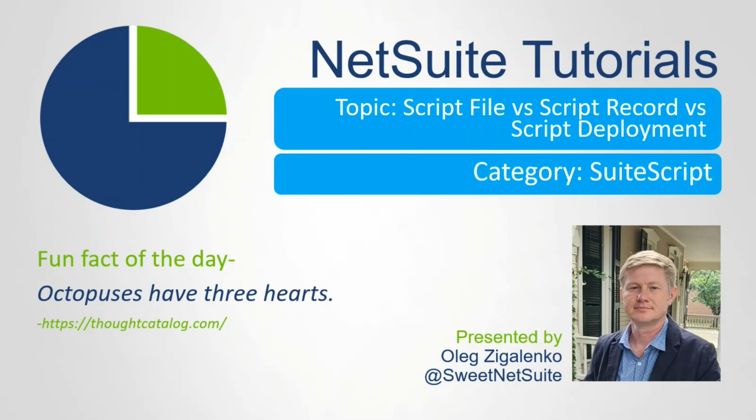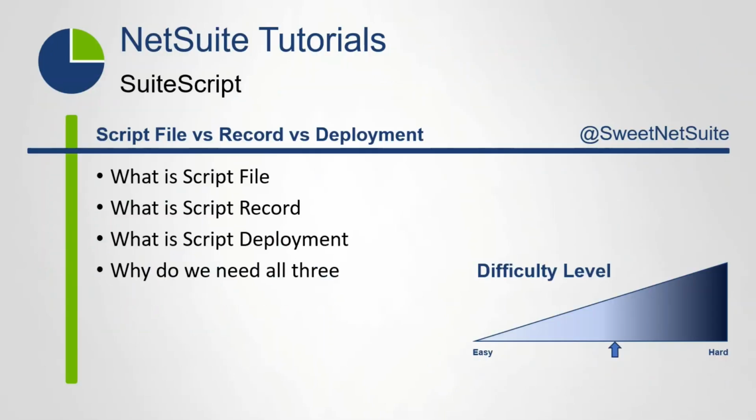And today what we're gonna talk about is a very important topic when it comes to scripting. It is basically the difference between the script file, script record, and script deployment. Those are the three different types of script terminology that you need to understand when it comes to scripting.